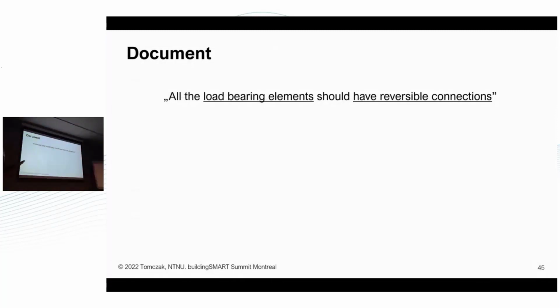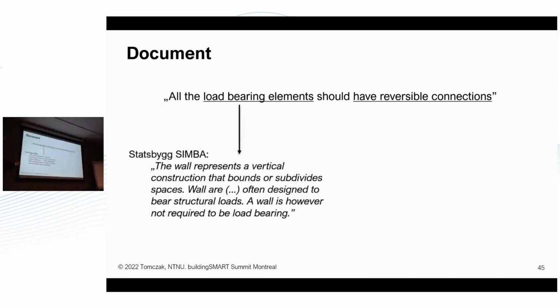So let's say I want to ask for very simple information, like I want all of the load-bearing elements to have reversible connections. How can I ask for that on a digital construction project? So when I looked at the Norwegian Statsbygg SIMBA, it's a set of requirements for public procurement. It has a Norwegian explanation, but I don't remember it, sorry.